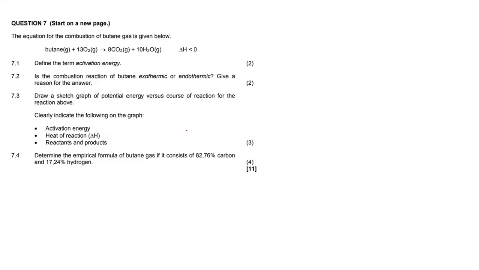So now let's have a look at this question. Question number seven, the statement says to us, the equation for the combustion of butane gas is given below. Butane in gaseous state reacts with oxygen to form carbon dioxide and hydrogen as a water vapor in the form of gas. So this is a combustion reaction.